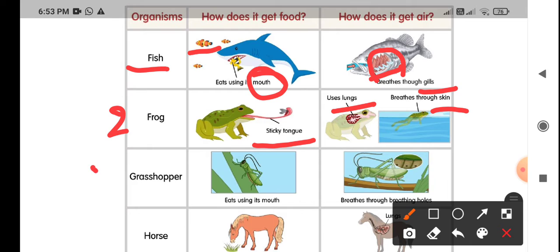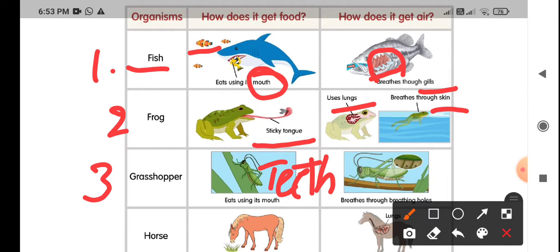And the next animal is the grasshopper. Before class you had seen a grasshopper, and it's using teeth-like structures in its mouth for eating. And for breathing, small holes are present throughout their body. We can see these holes only through a microscope. With these small holes, they are breathing air.